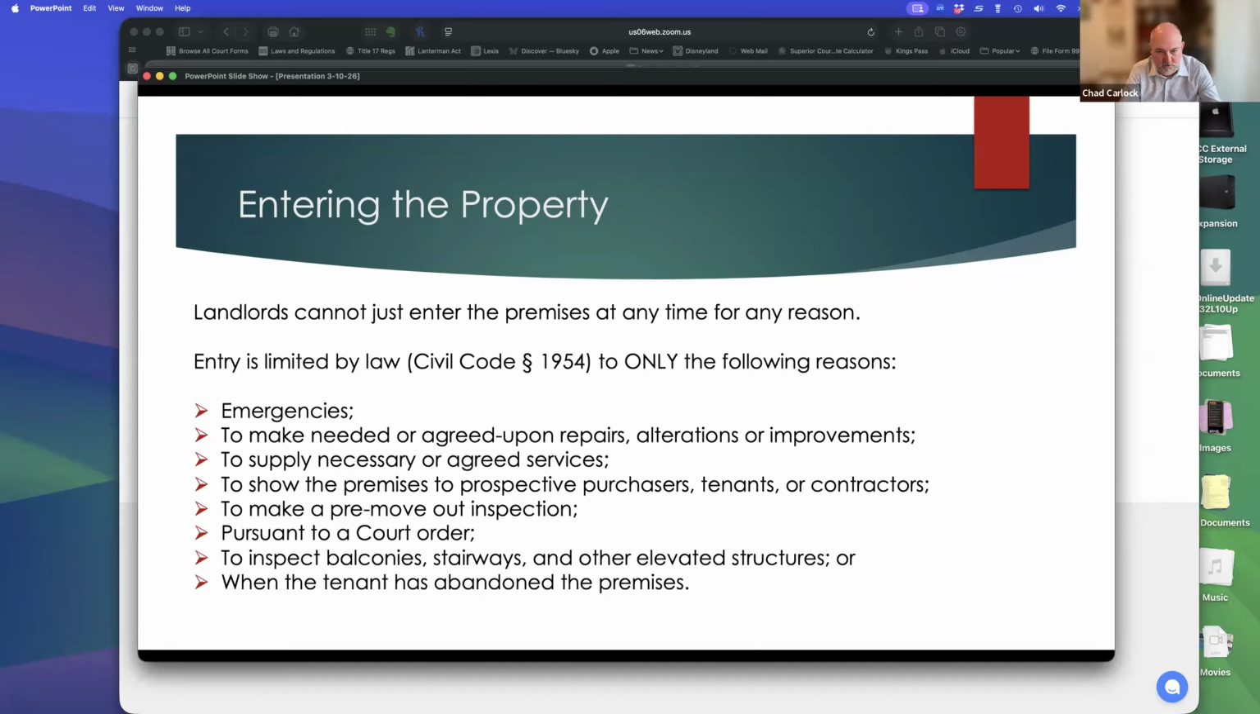You're thinking about selling the property and taking it off the market. You want to show it to potential renters from next time. That's also a permissible reason to enter. To make a pre-move out inspection. That is something that the tenants can request within 2 weeks before the end of the lease. They can ask you to do a pre-move out inspection and identify for them anything that would need to be repaired or cleaned in order to avoid security deposit charges at move out. You can enter to do that.